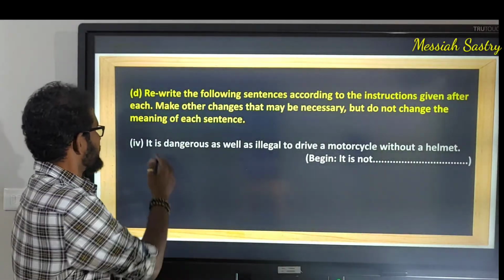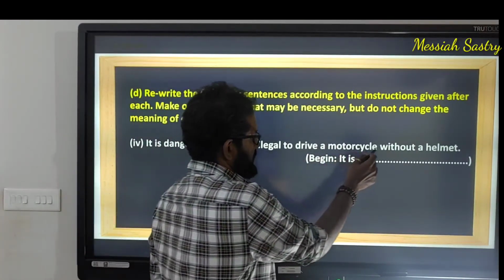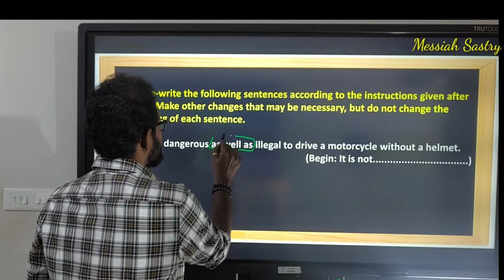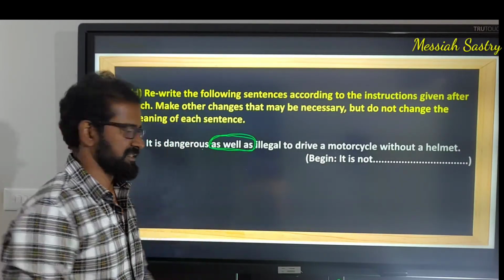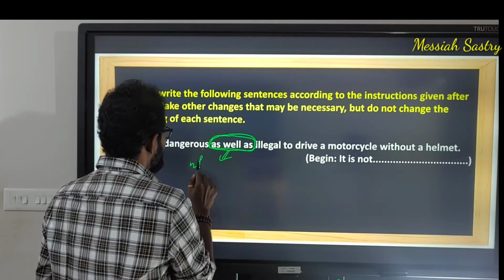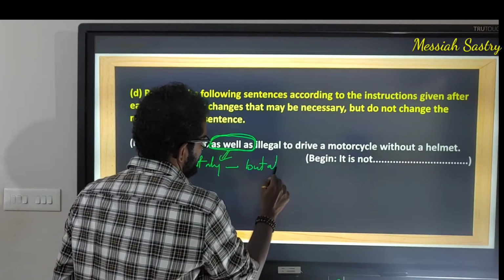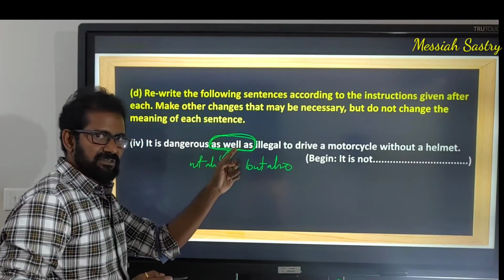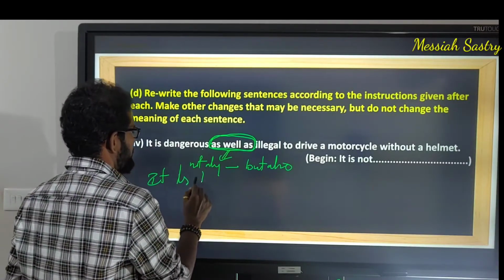Fourth question. It is dangerous as well as illegal to drive a motorcycle without a helmet. When we use as well as, we use a correlative conjunction. What is the equal correlative conjunction? Not only but also. When there is as well as, we use not only but also.